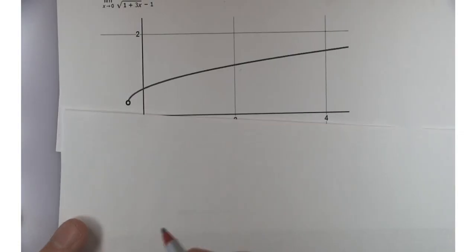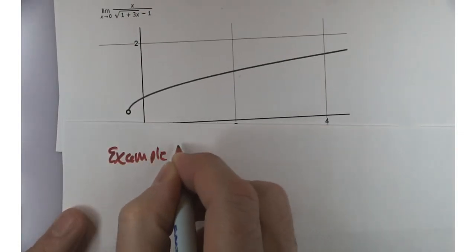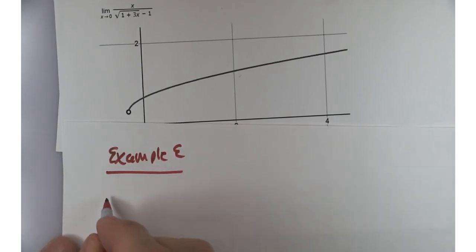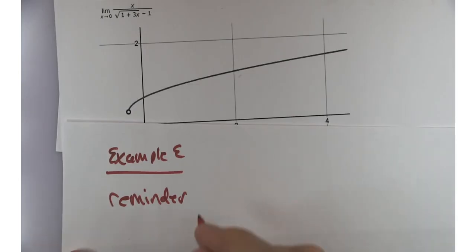Let's see. Example E. Let me give you a little reminder. Part of the reason that I don't really spend time on the early chapters is because I give you these reminders just in time. Things that you need to know just when you need to know them. And the reminder is pretty simple.